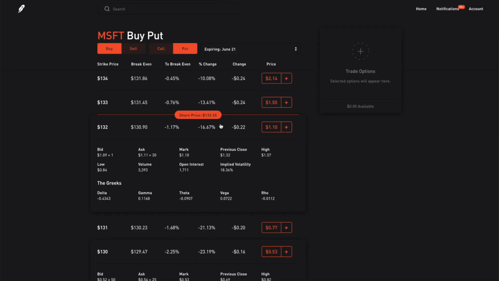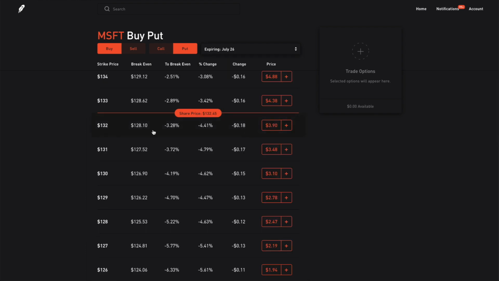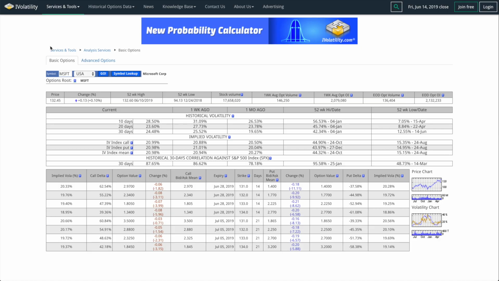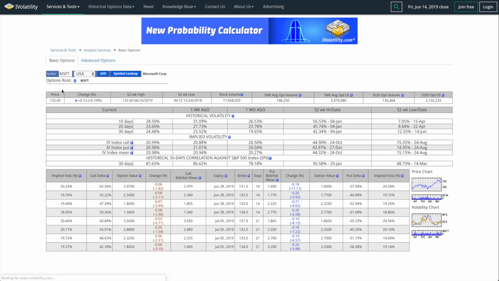When we're buying long-term options, in this case, let's set the expiration date out for July 26th, we want to take a look at the implied volatility of the stock. So we go back to ivolatility.com. We pulled up services and tools, analysis, option basics, and we already have Microsoft pulled up. I've typed in the symbol. Microsoft currently is reading at an index mean of 20.98, so 21%. That's relatively low because the 52-week low was 15% and the 52-week high was 44%. So we have a relatively low volatility reading in this stock.